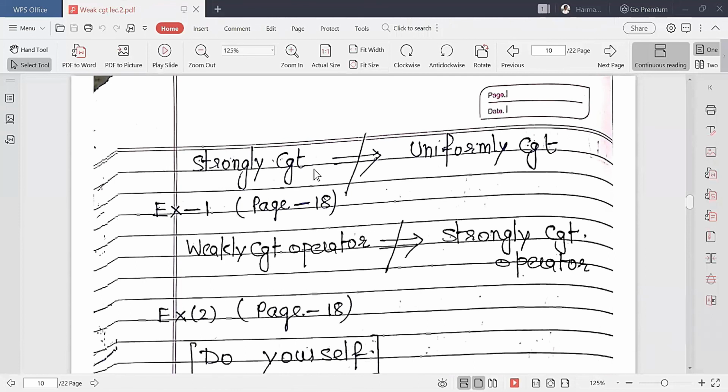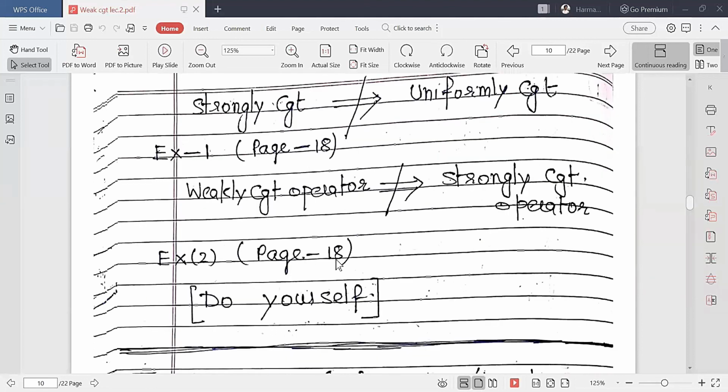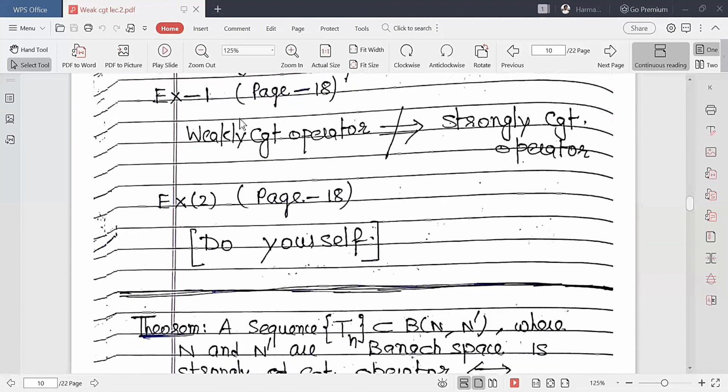Now, strong convergence does not imply uniform convergence, that is, the converse of the first part is also not true. Similarly, weak convergence does not imply strong convergence. In order to prove this result, we have example number 1, on page number 18 in the book, so you can see that result. Similarly, example number 2, page number 18, again you can see in the book and solve the result. So do it yourself.